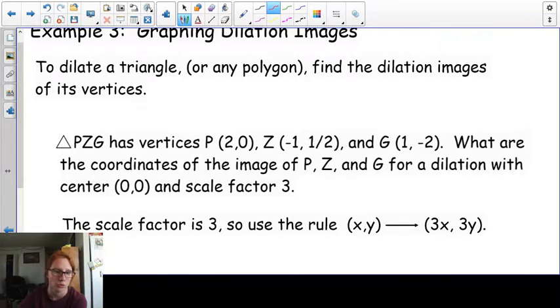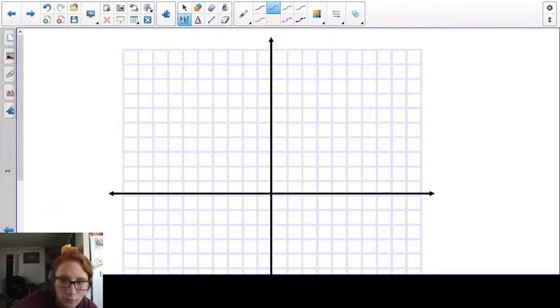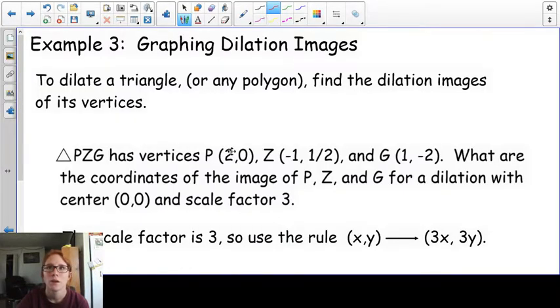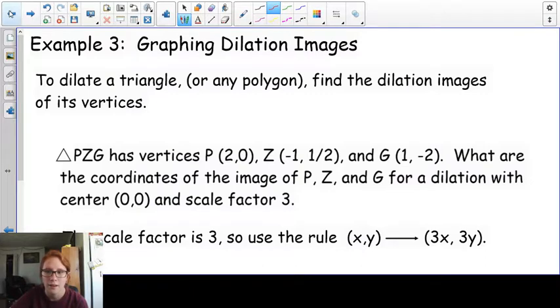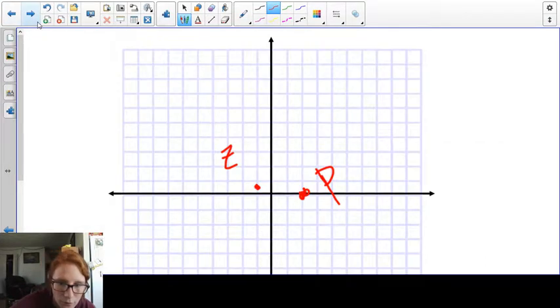So P's at 2, 0. When I do these, I'm going to label all of my spots. So P's there. Z is at -1, 1/2, so -1 up about 1/2. And then G is 1, -2. Connect all of my dots together to form a triangle.